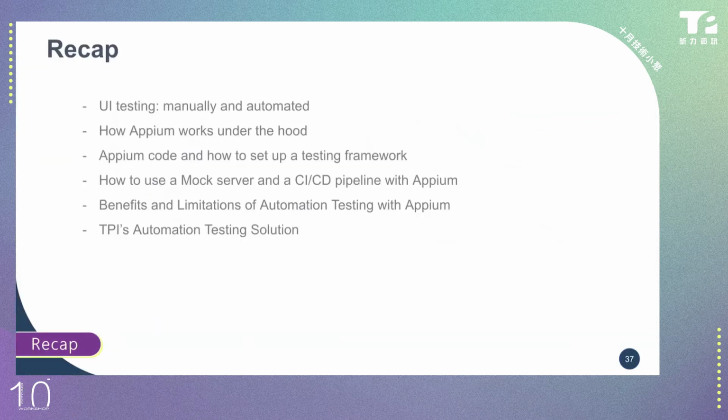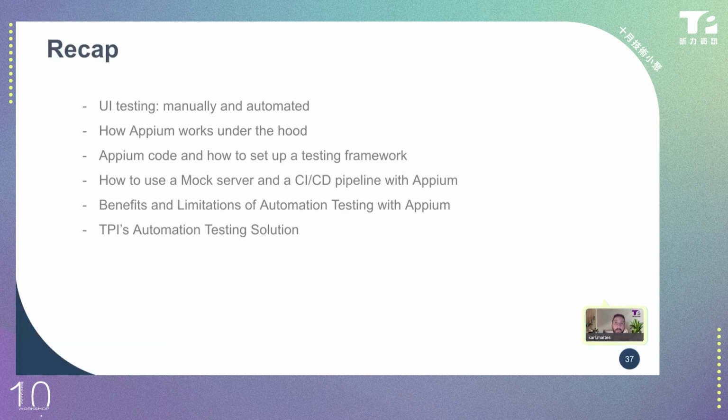For today, I have to finish up now with a short recap of what we learned today. Basically, we learned what testing is and what methods and tools are available to test software. We saw how UI testing is performed manually, and we learned a lot about Appium. Appium can help us to automate our UI testing.